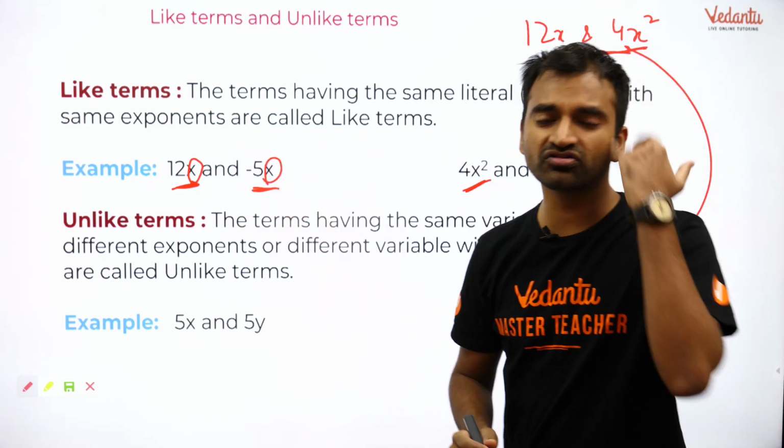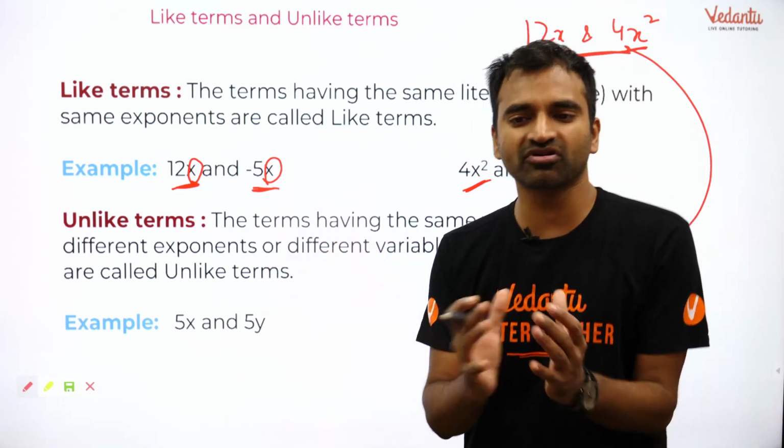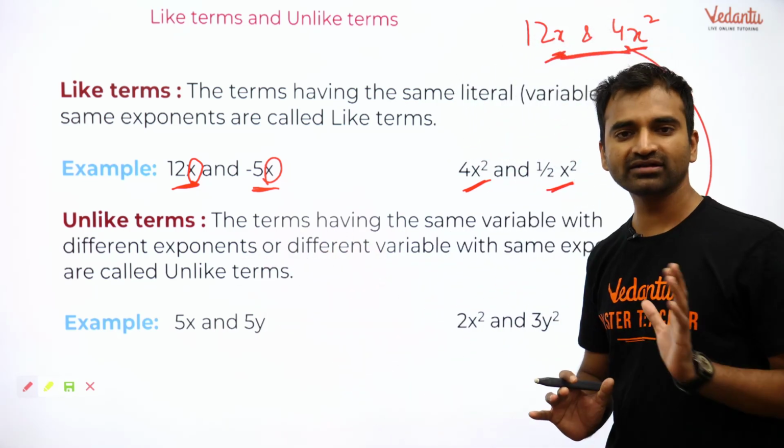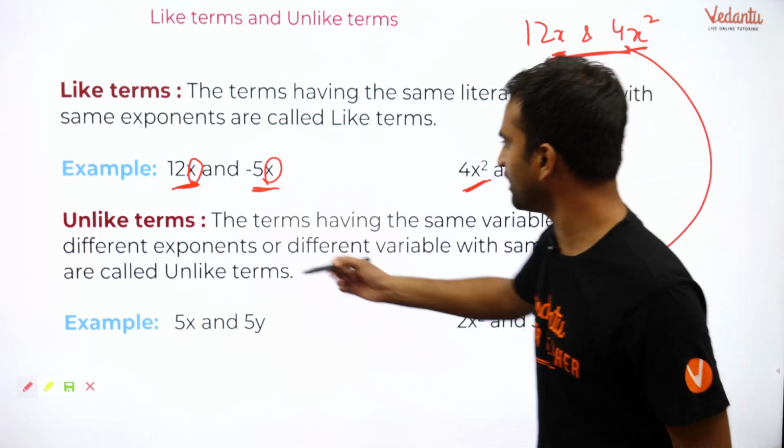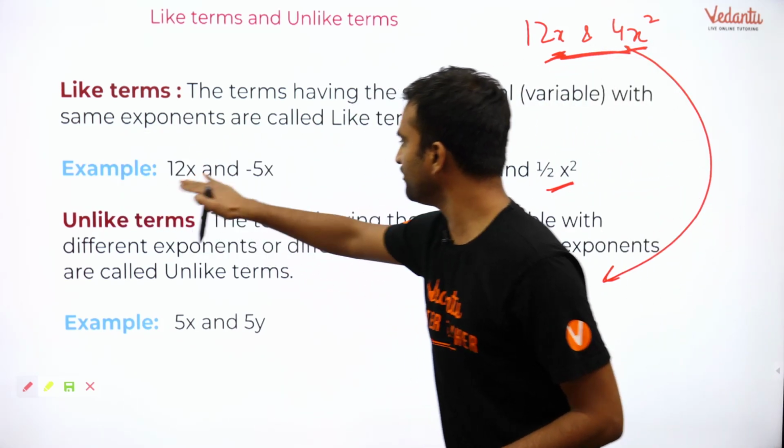We call them like terms because like terms can be added or subtracted very easily. Like terms can be added or subtracted very easily. For example, I can easily add 12x and minus 5x.